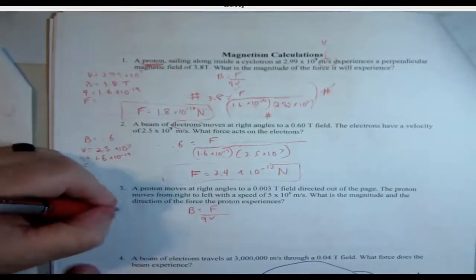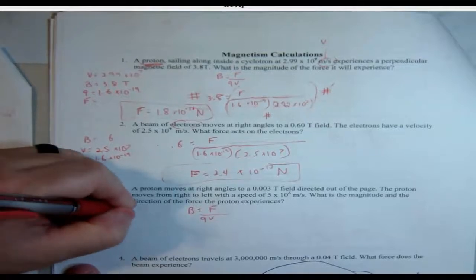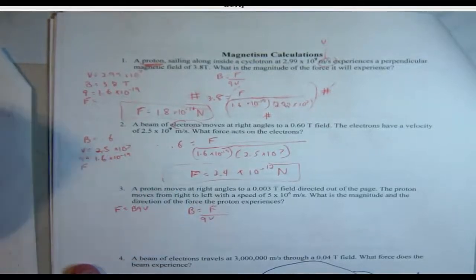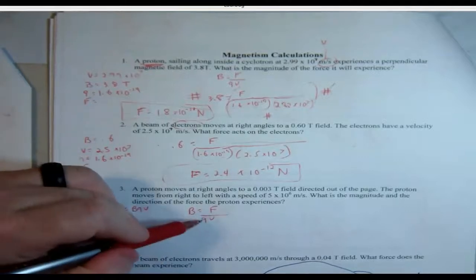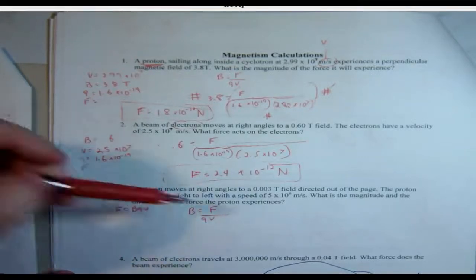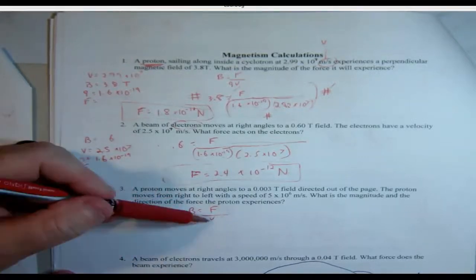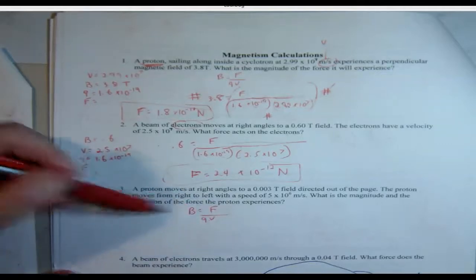So essentially every one of these you're doing force equals B times Q times V. I mean, that's pretty much it. I would set it up like this and then move it around, but other than that, you're essentially doing this every time. This times this, multiply that over, and then, yeah.